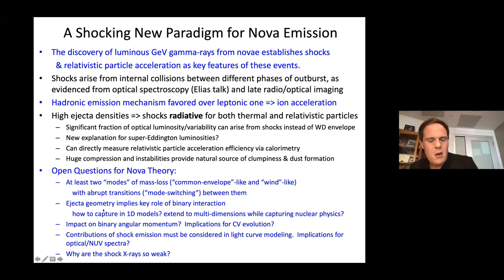And I think the open question in this field is, can we capture this in 1D models? How do we model all these multi-dimensional effects while also capturing the nuclear physics near the surface? And again, what are the implications of all of this for binary evolution? So I will finish there.